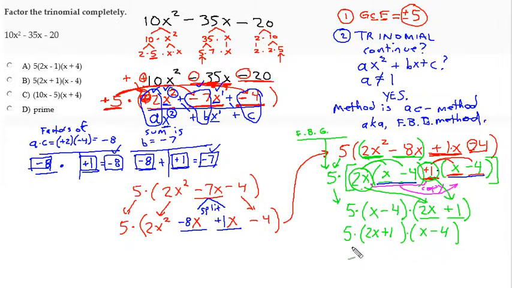And if we were to FOIL these together, I'm going to leave the check step up to you. If we were to FOIL the two binomials and then redistribute the 5, we should get our original polynomial back that we're being asked to factor. The factors that I look for appear in this way. It looks to me that B is the correct answer choice. It has all the proper components of 5, a 2x plus 1, and a factor of x minus 4.